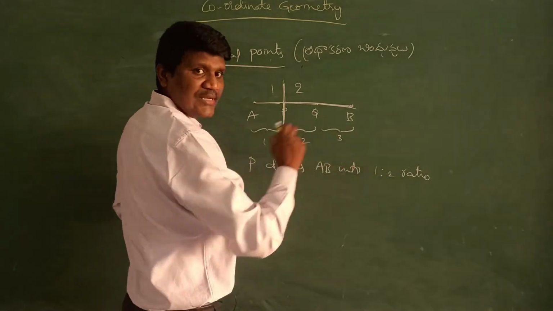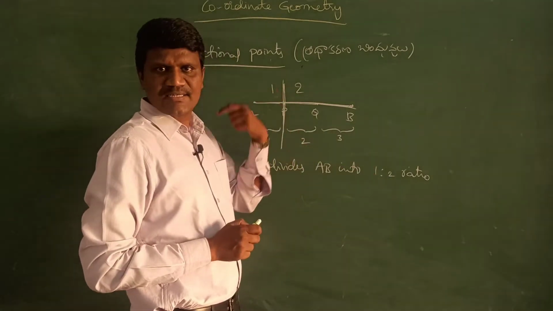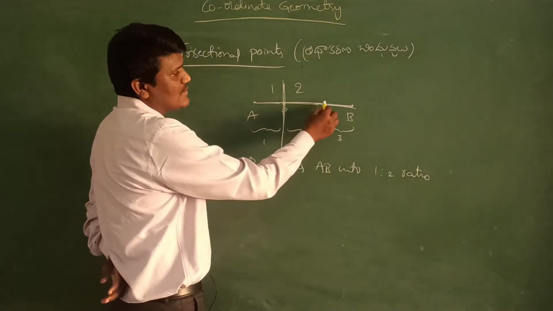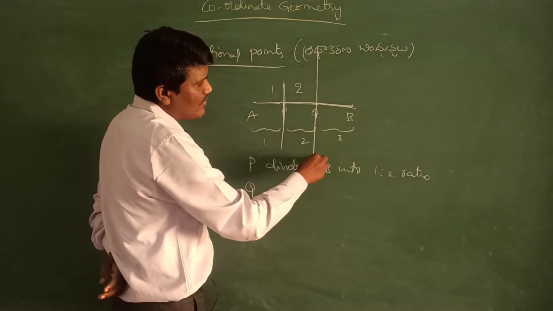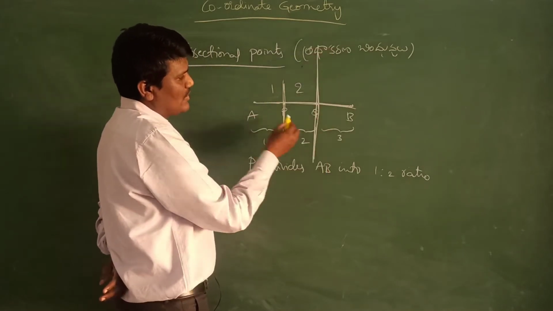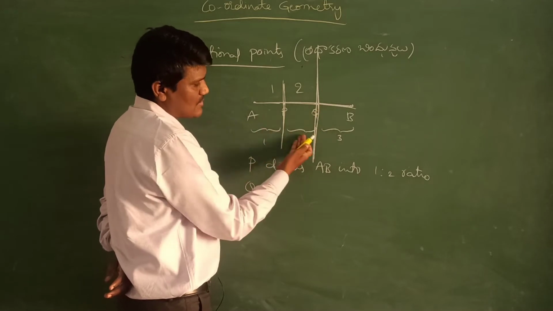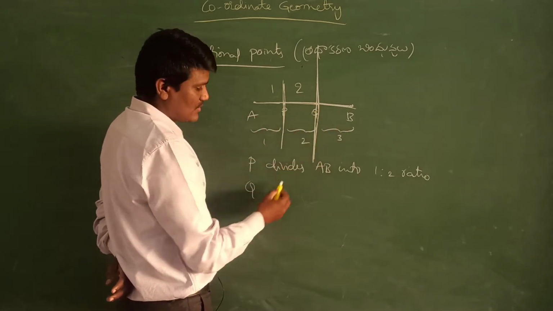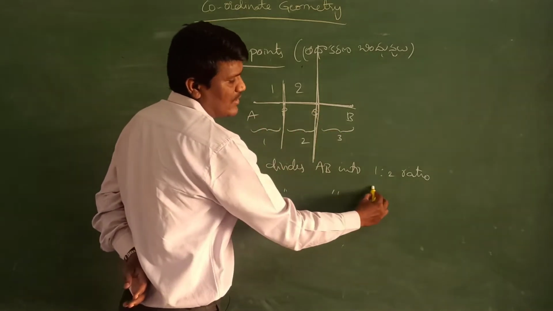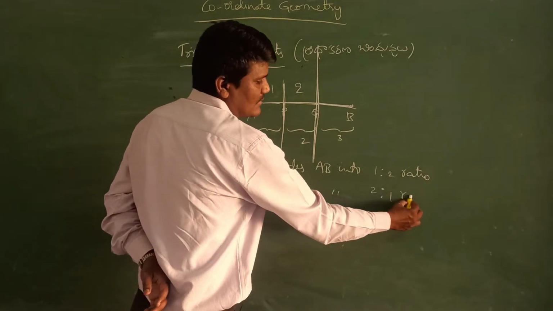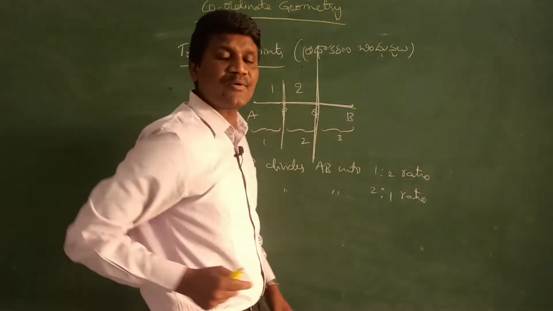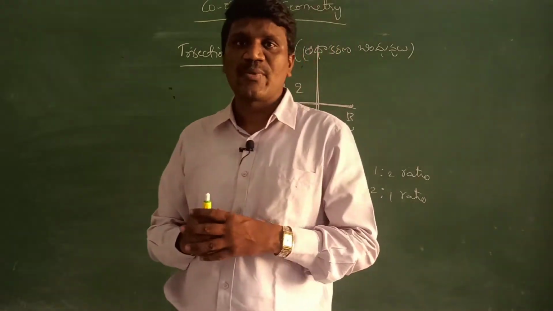1:2 means 1 plus 2 is 3 parts. So these are the trisectional points. Next Q. Tell me now, Q divides AB in which ratio? First we have 2 parts, and the third one is 1 part. That means Q divides AB into 2:1 ratio. So this is the important point from the examination point of view.